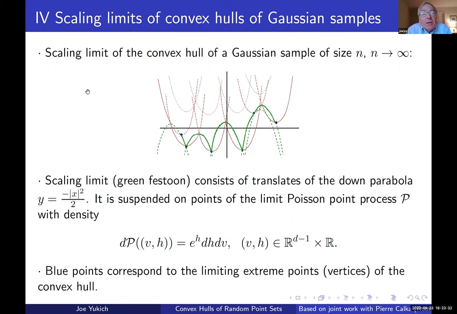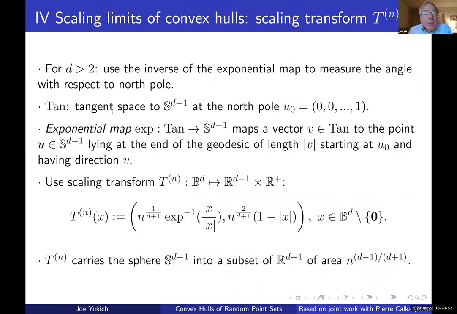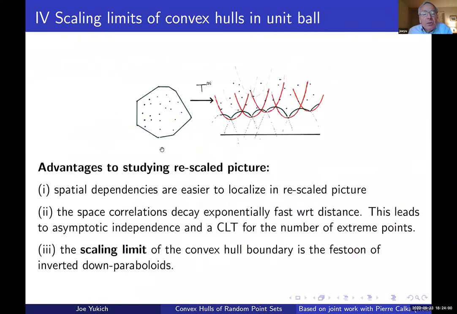I've changed. Can you see the slide now? Yes, this one. So did you say that in the case of the unit ball rescale, is it coming to the same one? So in the case of the unit ball, let me just go back. In the case of the unit ball, we end up with a limit festoon, which is suspended on Poisson points in the upper half plane, or upper half space in general dimension.